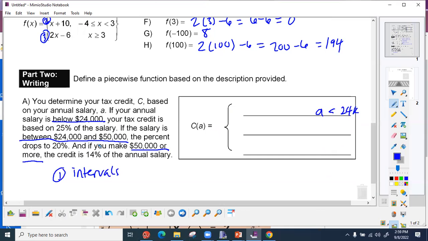Then it says if it's between. So if A is between 24K and 50K, then that's our second interval. This one has to be equal since the first one was not. Does that make sense?